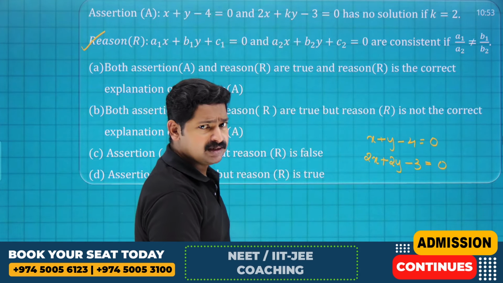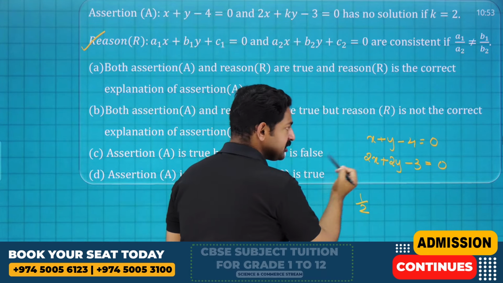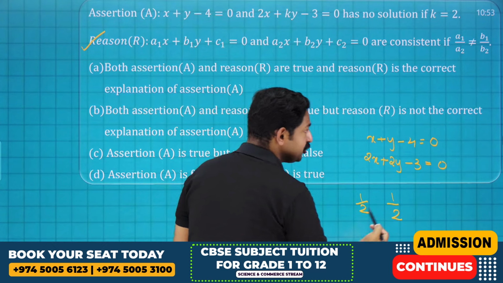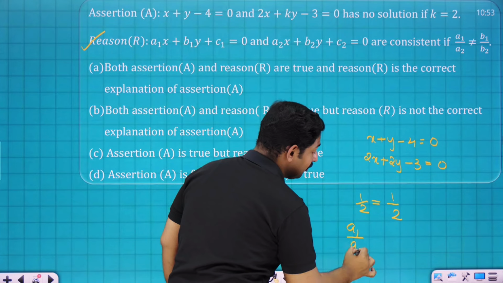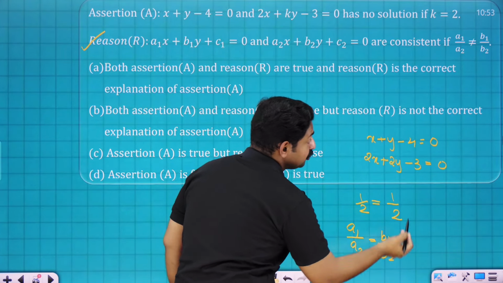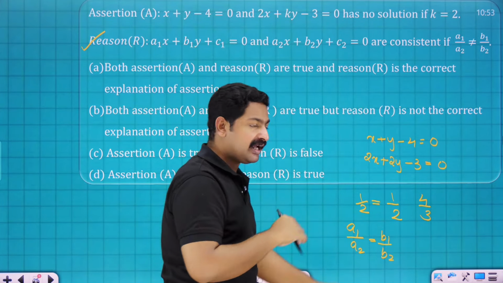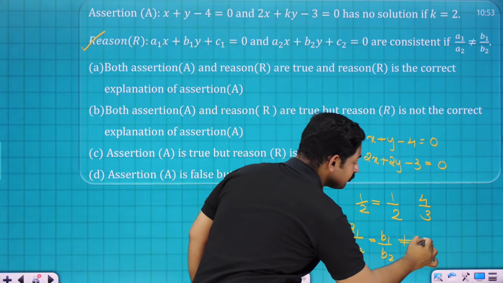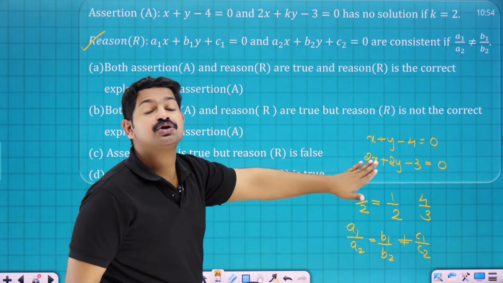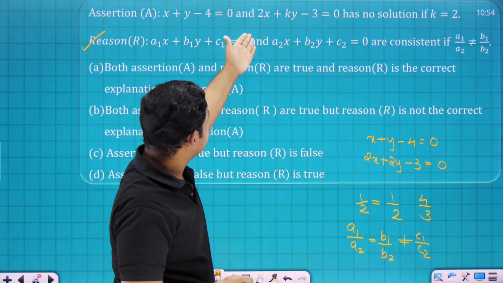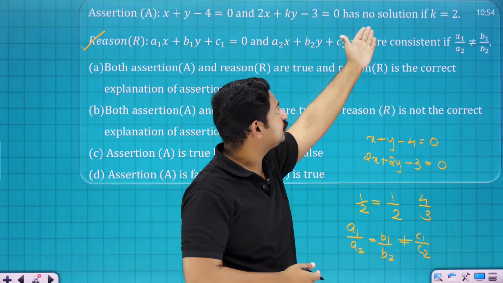So if you check here, a1 by a2 means you will be getting 1 by 2, correct? a1 by a2 is 1 by 2. Then b1 by b2 means again 1 by 2 you are getting. So a1 by a2 is equal to b1 by b2. And the next one, c1 by c2 is minus 4 by minus 3. When the minuses are cancelled, you will be getting 4 by 3, which is not equal to a1 by a2. So this is the relation we are getting. So in this case, it has no solution. So the option given here is correct. The assertion is correct because it is given that if k is equal to 2, there is no solution.